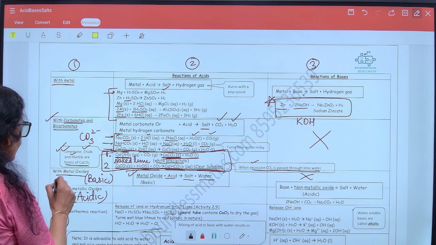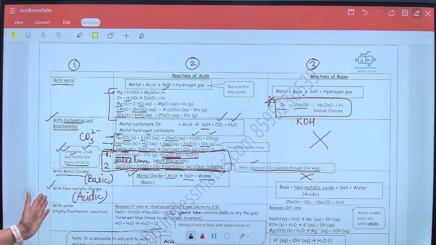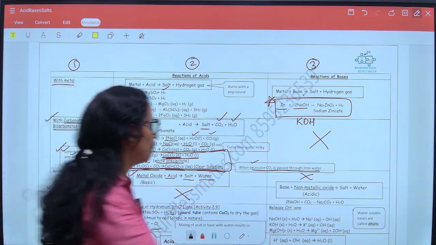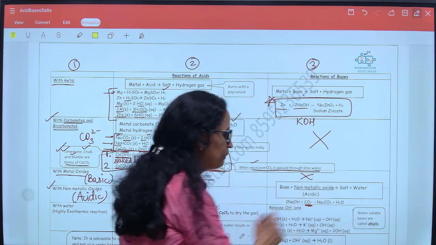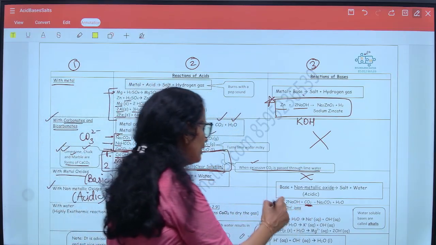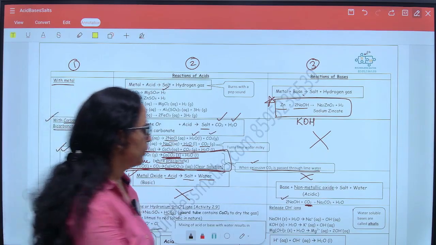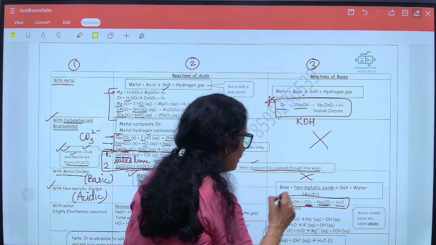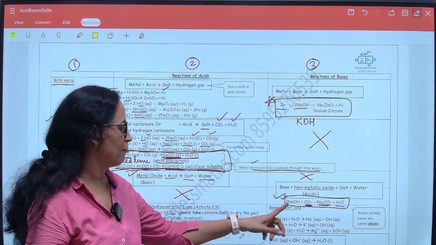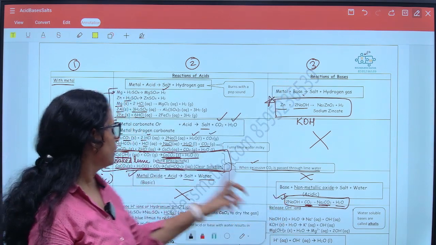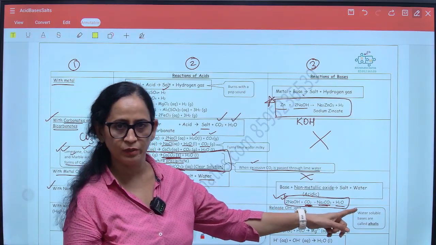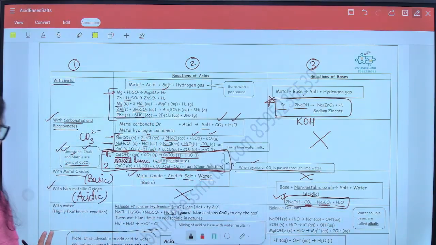Now again, next with non-metallic oxides, because these non-metallic oxides are acidic in nature, they will not show any reaction with acids, but they do react with bases. So if you pick up a non-metallic oxide, that is carbon dioxide for example, and make it react with NaOH, you will get Na2CO3 and water. Now this is important because this is the only reaction given in your textbook, so you should remember bases reacting with non-metallic oxides, that is CO2 gives Na2CO3 and water. Don't skip this reaction, it's important.